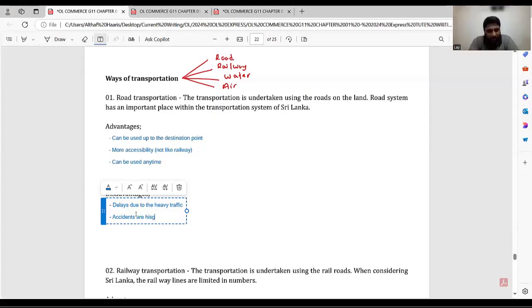Accidents are high, and people, air pollution, a lot of impact on the environment.